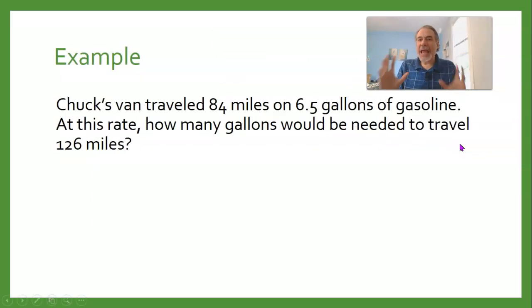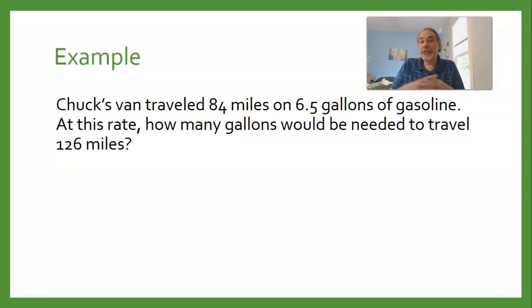Now let's solve some actual problems involving proportions, involving one fractional or ratio expression equal to another. Chuck's van traveled 84 miles on 6.5 gallons of gasoline. At this rate, how many gallons would be needed to travel 126 miles? Okay, so the proportion here is between miles and gallons.